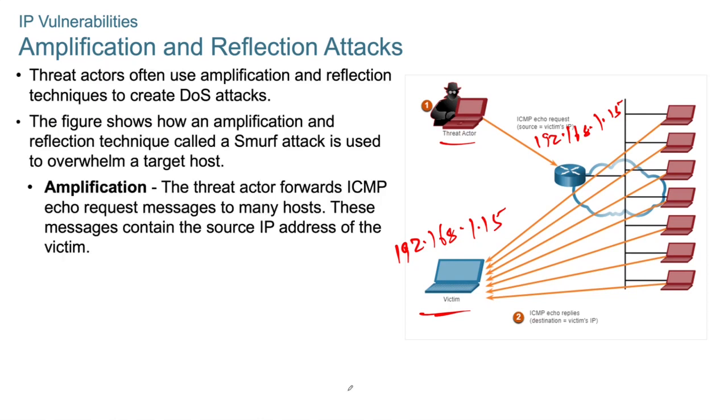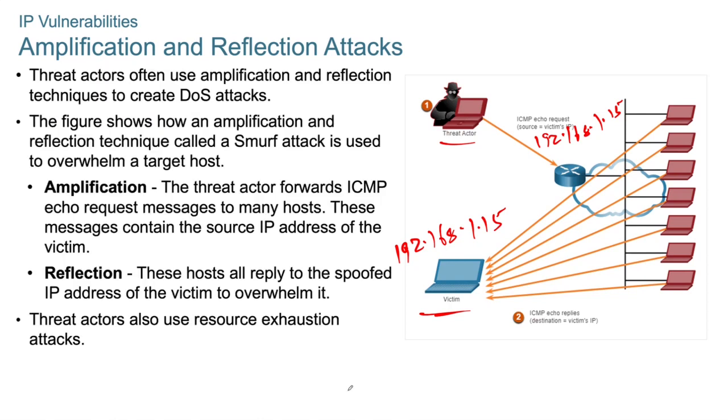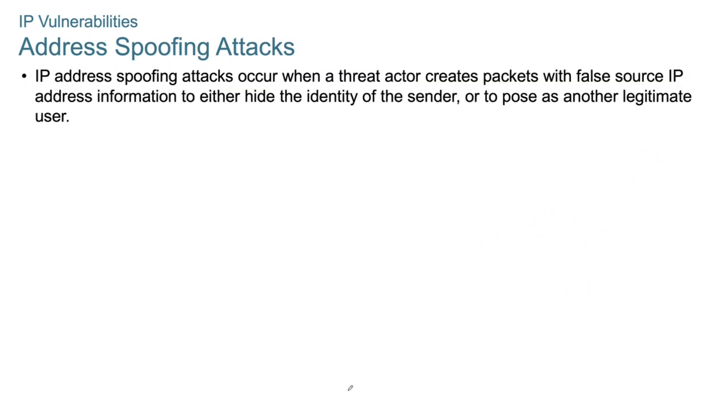So how will it be done? Yes, this is what we just discussed. This address spoofing attack is one vulnerability of your IP. There you find that an IP address spoofing attack occurs when a threat actor creates a packet with a false source IP address, as we just saw in the previous slide.